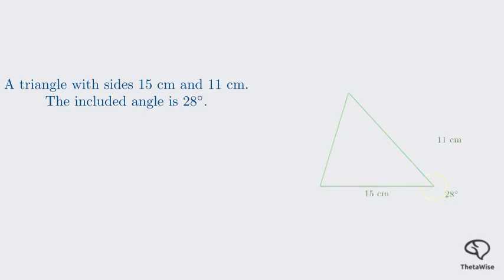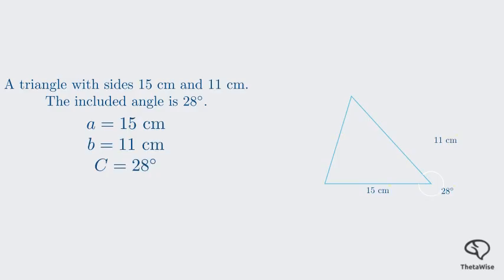First, identify your knowns. We have two sides and the included angle. Let's call the sides a and b. So a is 15 centimeters and b is 11 centimeters. The included angle, which we'll call C, is 28 degrees. Next, recall the appropriate formula. Since we have sides a and b and included angle C, we will use the formula. Area equals 1/2 ab sin C.